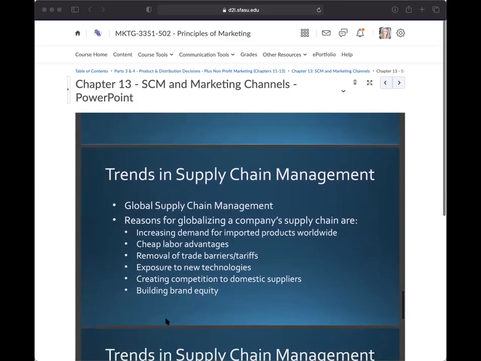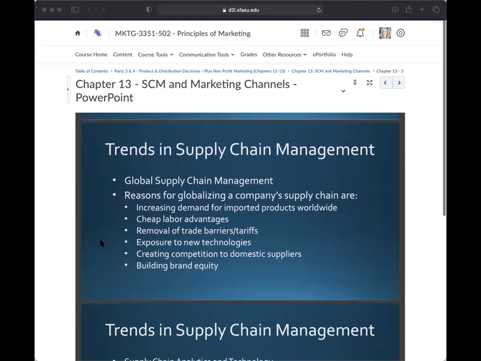So why would a company globalize? They may have more demand for a product worldwide. They may be removing barriers or tariffs or sanctions. They may have new technologies. The competitive market may be changing, and so they have to create competition. And they may be building brand equity. So brand equity is how much your brand is worth.